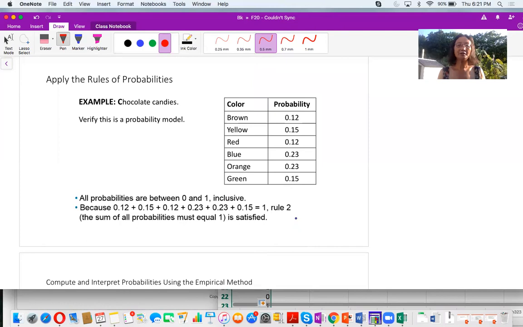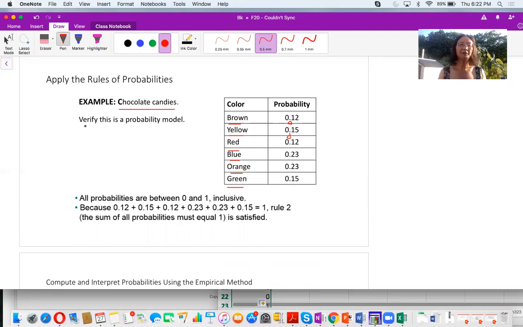So next example, we are going to apply the rules of probability. This example is about chocolate candies. Suppose we have a bag of chocolates with different colors: brown, yellow, red, blue, orange, and green. The probability of selecting a chocolate that is brown is 0.12. The probability of picking a chocolate that is yellow is 0.15, etc.